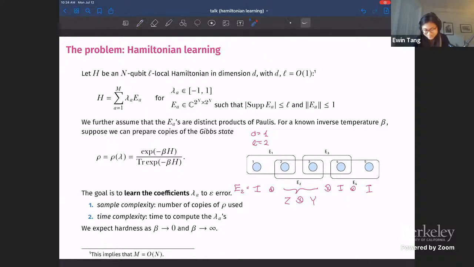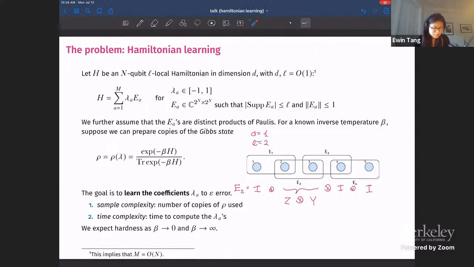Given all this information, we can define the Gibbs state at an inverse temperature beta to be this quantity here, this rho. I'm going to think about it as a function of the coefficients, so as a function of the lambda. What I've written here is the exponential of minus beta H, normalized by the partition function, which is the trace of that, to make it a density matrix.